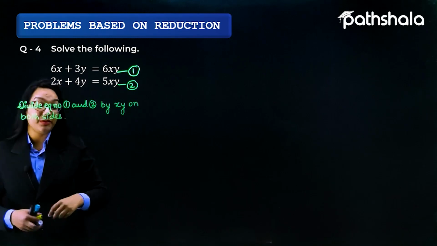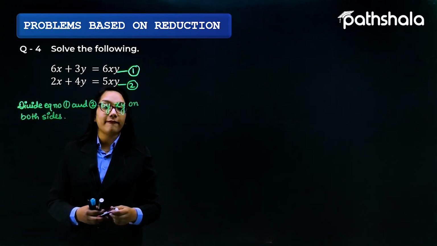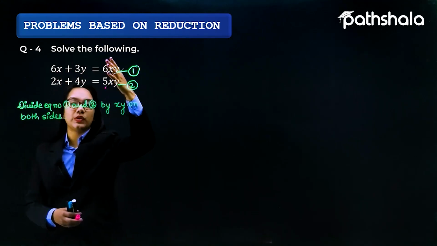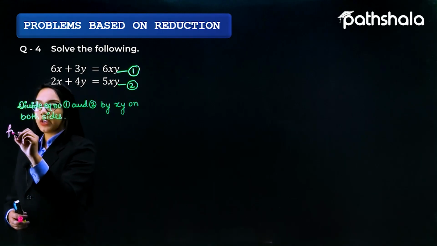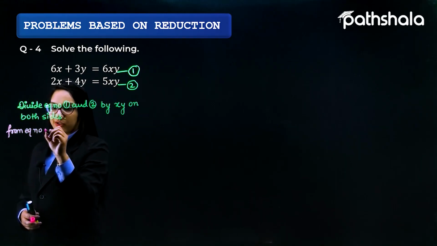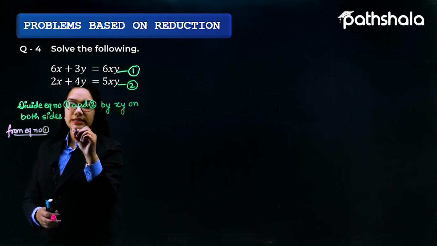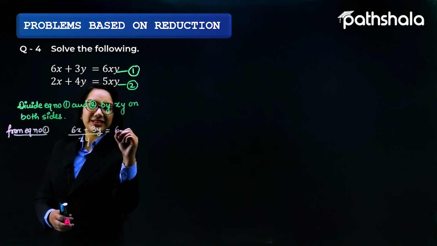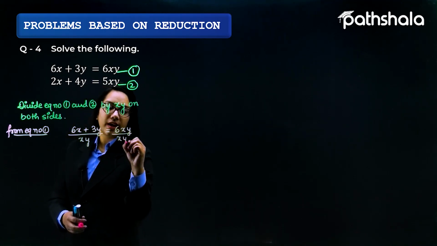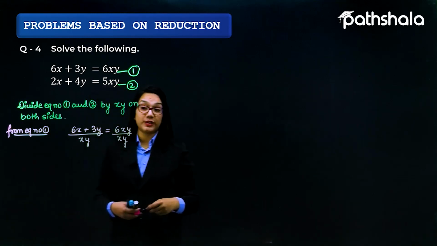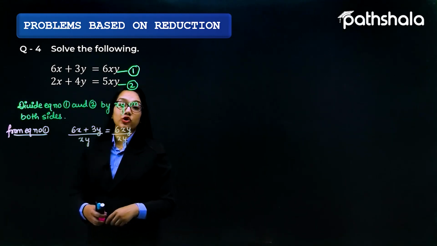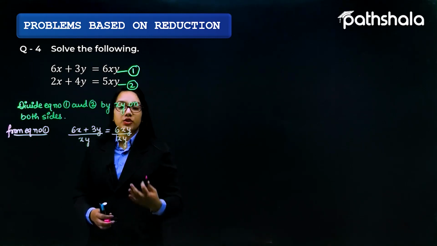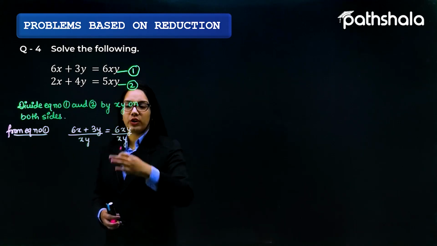So what does it mean? It means we have to divide x, y everywhere. We have to divide x, y everywhere means on the LHS as well as on the RHS of the equation. So from the equation number 1, we will get the value as 6x plus 3y divided by xy, which is equal to 6xy divided by xy. So the equation can be written in this particular formation. And from the equation number 2, we will get 2x plus 4y divided by xy, which is equal to 5xy by xy. So let's just solve this equation first, then we will move on to the equation number 2.